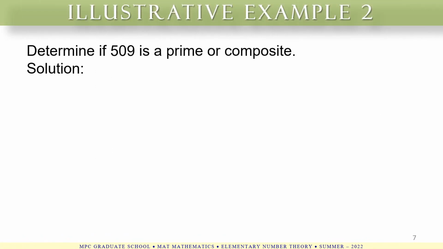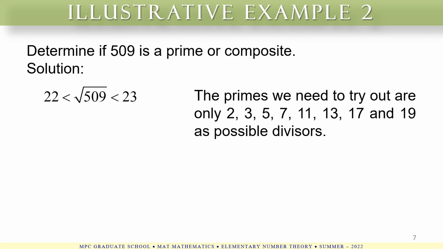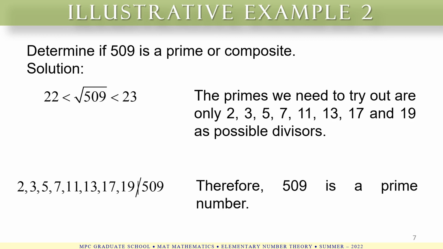Determine if 509 is a prime or composite. The square root of 509 falls between 22 and 23. Hence, the primes that we need to try out are only 2, 3, 5, 7, 11, 13, 17, and 19 as possible divisors. We will see that 2, 3, 5, 7, 11, 13, 17, and 19 do not divide 509. Therefore, 509 is a prime number.